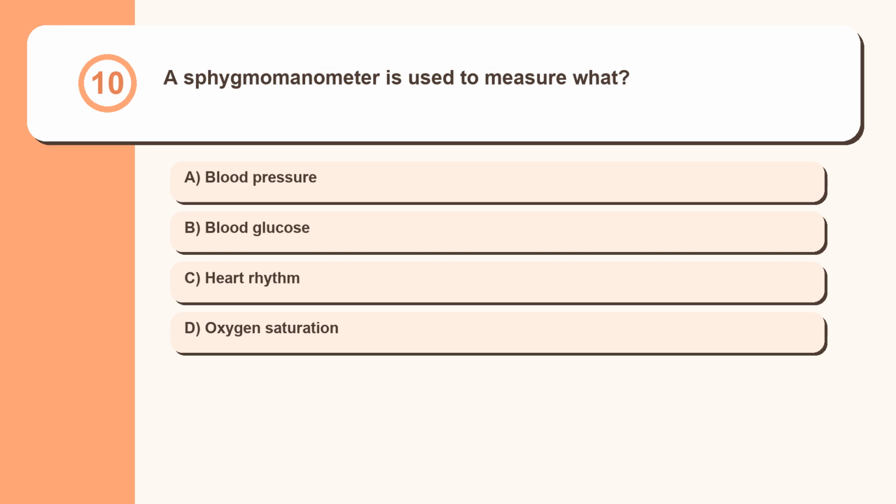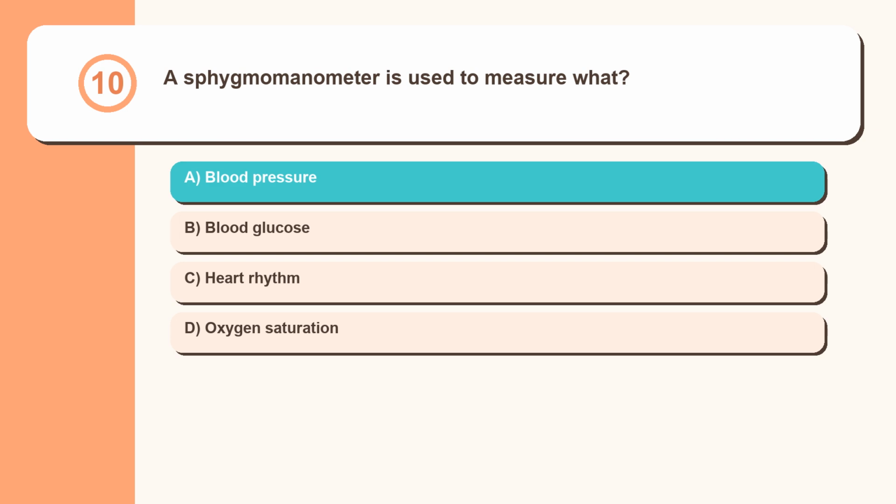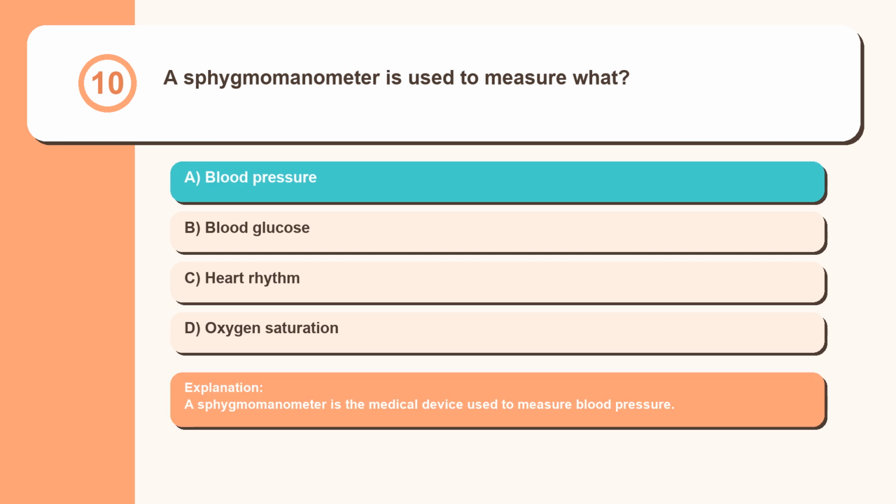Question 10. A sphygmomanometer is used to measure what? Blood pressure, blood glucose, heart rhythm, oxygen saturation. A sphygmomanometer is the medical device used to measure blood pressure.